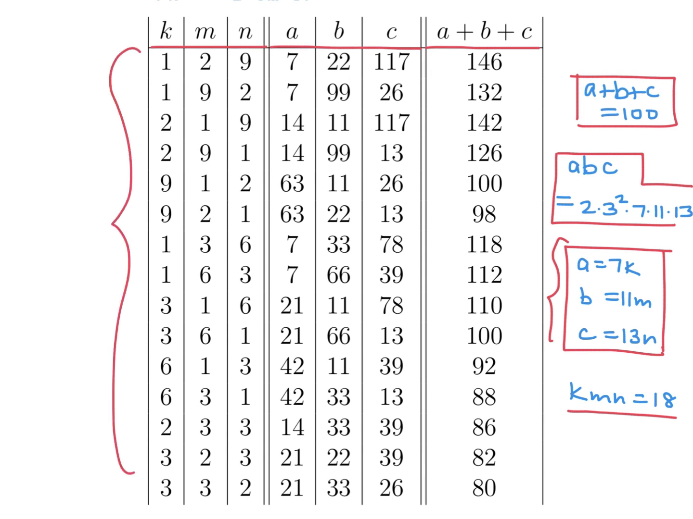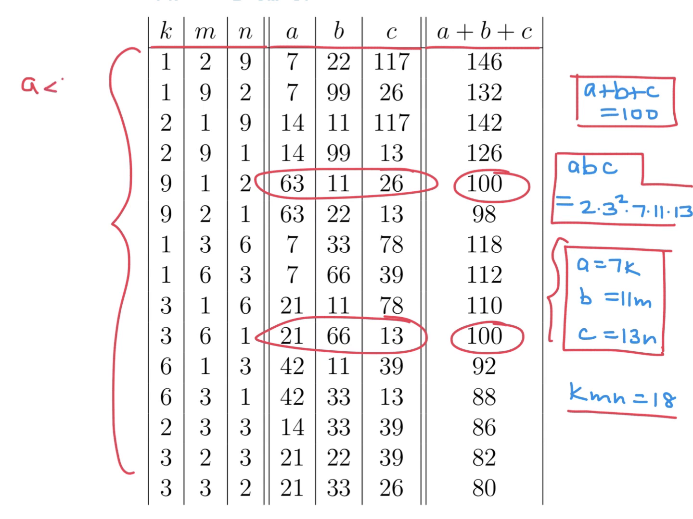So when you do all this, the only time a plus b plus c is equal to 100 is those two. And it's these triples, but you got to make sure when you write them that a has got to be less than b has got to be less than c. So you got to write the triples in that way. So the a, b, c triples that would work would be 11, 26, 63, or 13, 21, and 66.